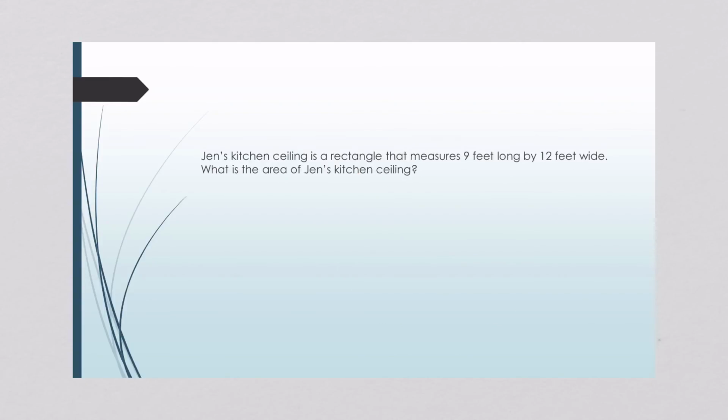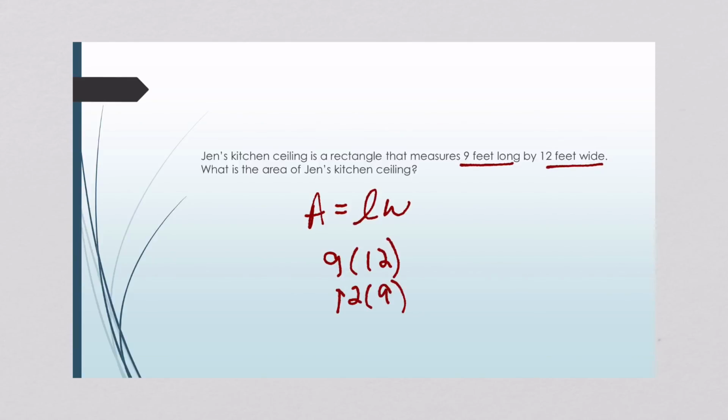And this one's done in the same way. Jen's kitchen ceiling is a rectangle that measures 9 feet long by 12 feet wide. What is the area of Jen's kitchen ceiling? Well, area is equal to length times width. And so it says our measurements are 9 feet long by 12 feet wide. And again, it doesn't matter if I do 9 times 12 or if I do 12 times 9. Either way, we're still going to get the same result. So I would do 12 times 9.